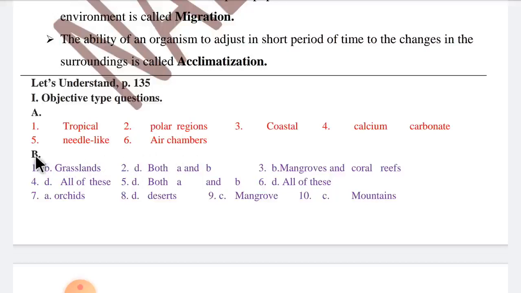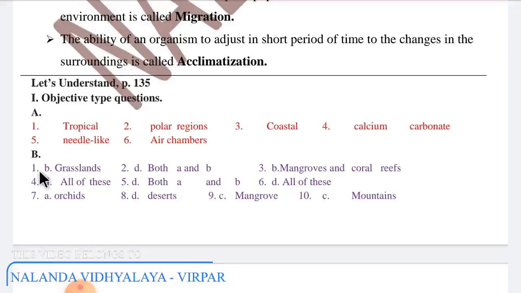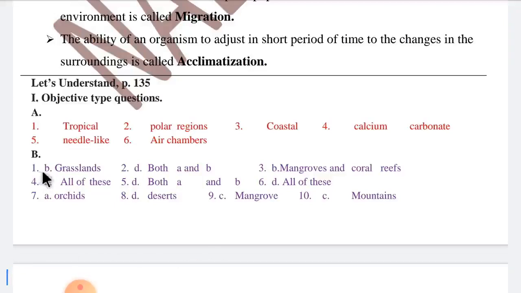Let's see question B. Choose the correct options, means MCQs. You have to put the tick marks or underline the correct answer. First one: which of these are regions dominated by grasses? The correct answer is B, grasslands.